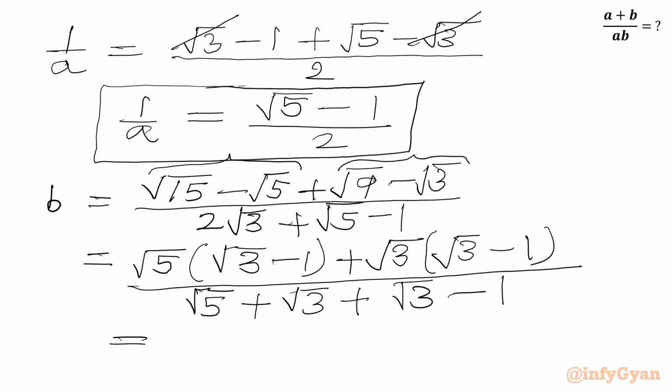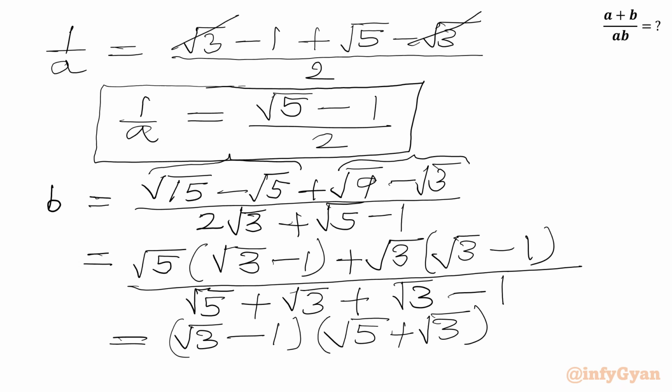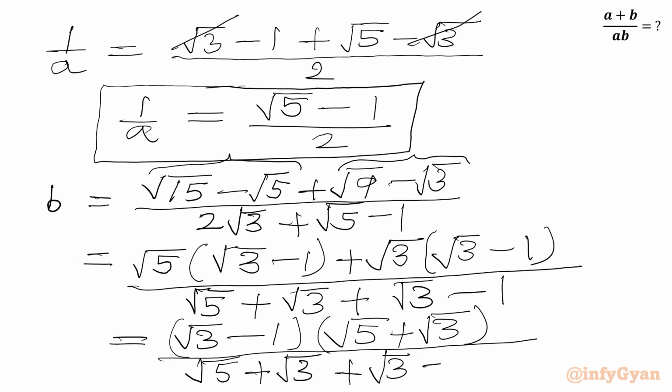Now root 3 minus 1 is common from the numerator. So we will get the other factor root 5 plus root 3. The denominator will be root 5 plus root 3 plus root 3 minus 1. This is the value of b.